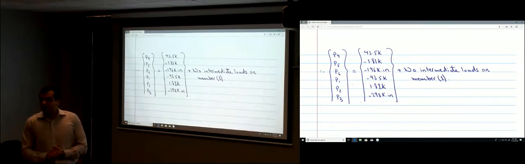If there is intermediate loading in the member, you just have to add the effect of the intermediate loading to those internal forces as a reaction, not as an action.